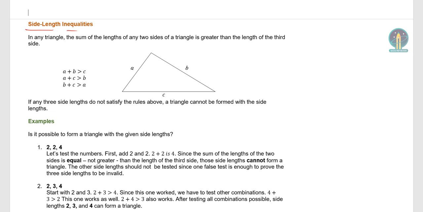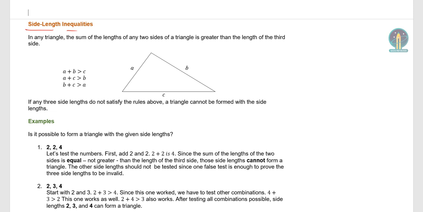The sum of segments A plus C has to be greater than the length of segment B. The sum of segments B plus C has to be greater than segment A. If any three side lengths do not satisfy the rules above, a triangle cannot be formed with the side lengths given. And why is that?